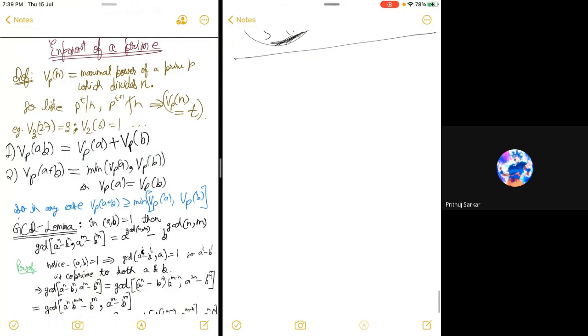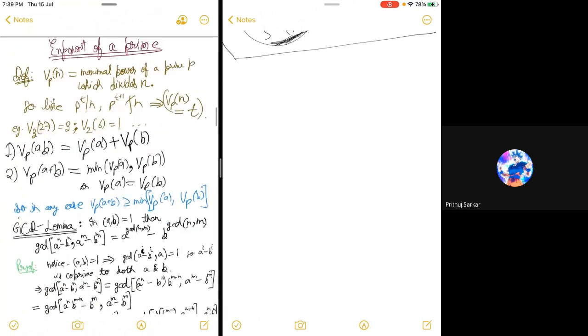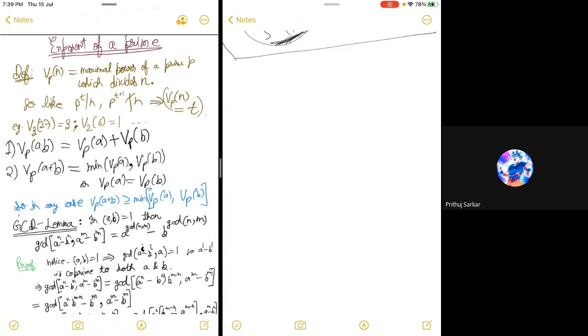So now we will move on to exponents of the prime, which is the main highlight of today's lecture. We consider the highest power of a prime p which divides n. That is, if p to the t divides n but p to the t plus 1 does not divide n, then t is the maximal power of a prime p which divides n. This is denoted by Vp of n.